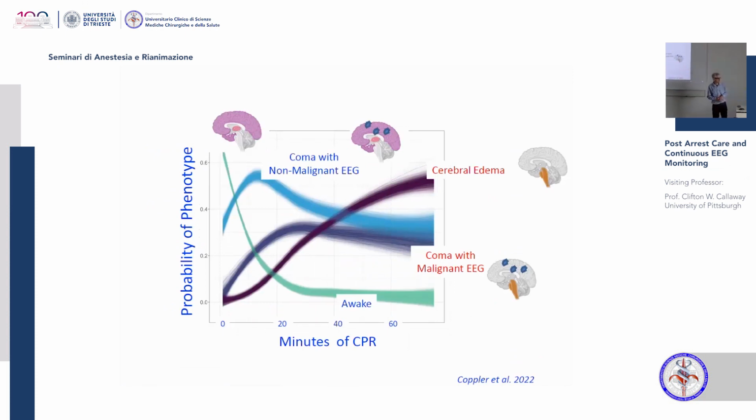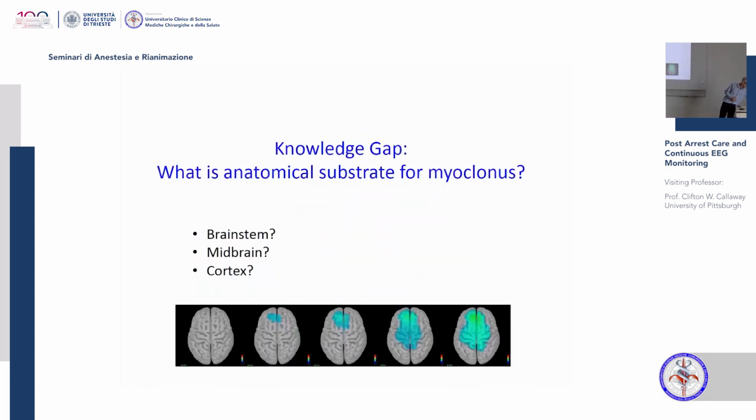And my colleague, Dr. Koppler, has put together a graph to show you the likelihood of having one or the other of those syndromes with different durations of CPR. It's much more likely to be awake immediately if you had only 5 minutes of CPR or less, and becomes decreasingly likely over time. It's much more likely after 30, 40, 50 minutes of CPR to have early cerebral edema. And then the coma without a malignant EEG is the thing you see after 10 to 15 minutes, and coma with these identical bursts and malignant EEG is what you see after 20 to 30 minutes. So it sort of speaks true to the amount of damage.